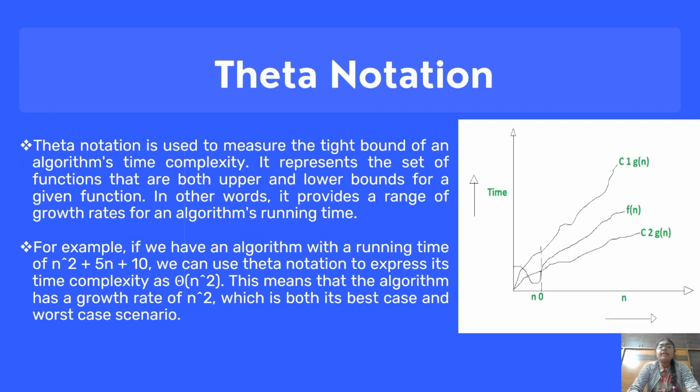Theta notation. Theta notation is used to measure the tight bound of an algorithm's time complexity. It represents the set of functions that are both upper and lower bounds for a given function. In other words, it provides a range of growth rates for an algorithm's running time. For example, if we have an algorithm with a running time of n squared plus 5n plus 10, we can use theta notation to express its time complexity as theta of n squared. This means that the algorithm has a growth rate of n squared, which is both its best case and worst case scenario.